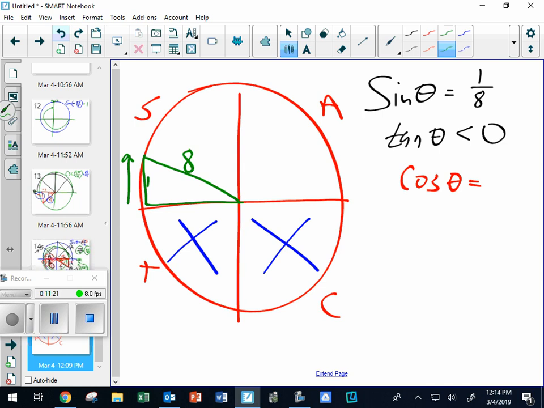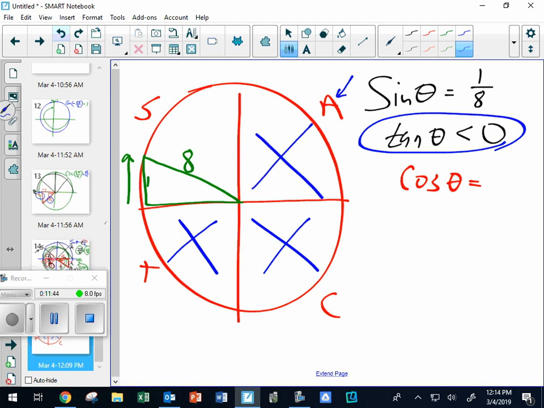Okay, now this is not the unit circle, so it can be an 8. You have to understand the side ratio is 1 to 8. Oh, okay. All right. And yes, you're right. It can't be an A because tangent is negative, and tangent wouldn't be negative there. So you're right. That's up.